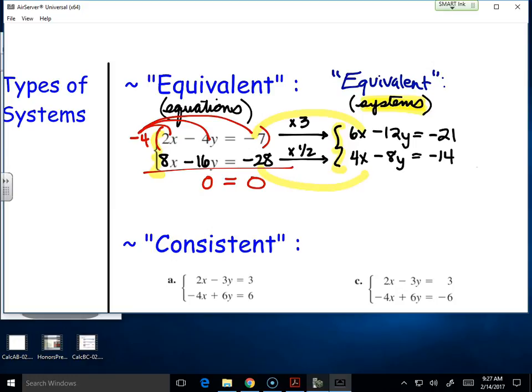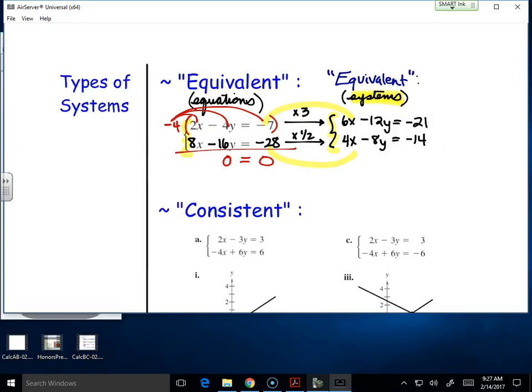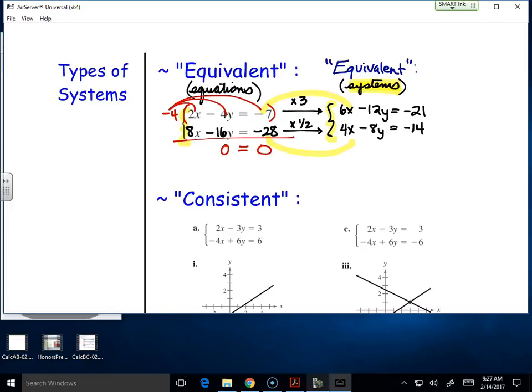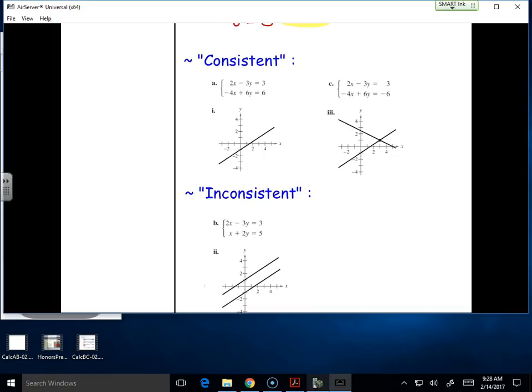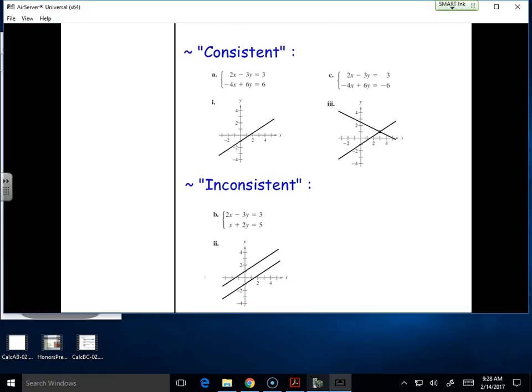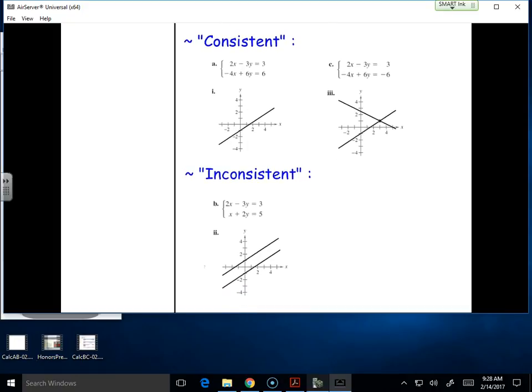And so equivalency just means the numbers can be different, but the meaning has to be the same, in the sense that they have to be multiples of each other. And if an entire system is a multiple of another entire system, we can say they're still equivalent. Now, there are two different ways to describe the systems we're given: consistent and inconsistent.